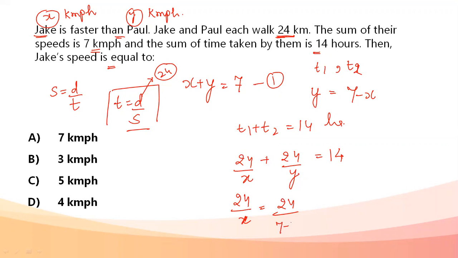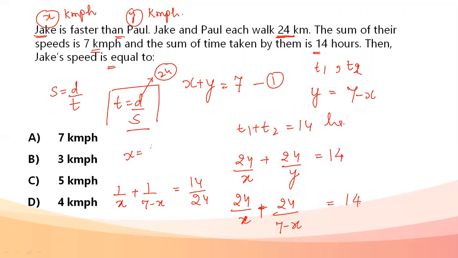Instead of y, I can write 7 minus x and equals to 14. So we can always do the conversion. Let's take 24 to the other side. My equation remains 1 by x plus 1 by 7 minus x is equals to 14 by 24. When you solve this, this will become a quadratic in x and you'll get two values of x.